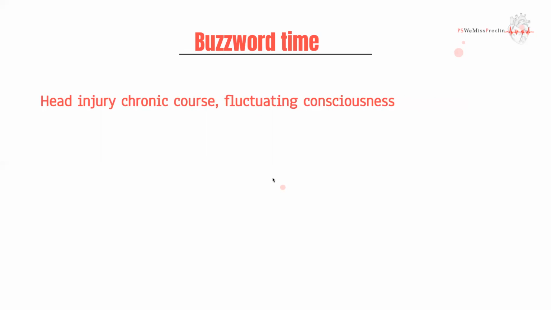Oh, we had another one. A head injury with a chronic fluctuating consciousness is going to be your subdural hemorrhage. As I mentioned, subdural hemorrhages typically present with a chronic fluctuating course versus epidurals that are more acute.